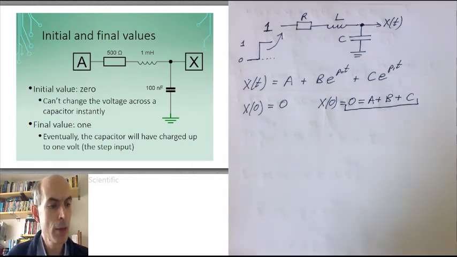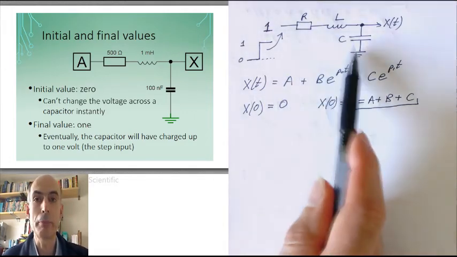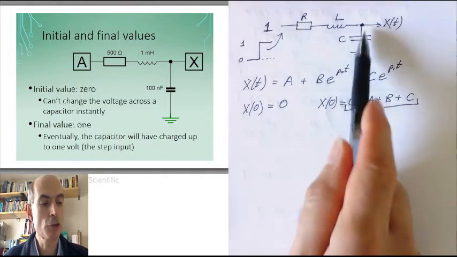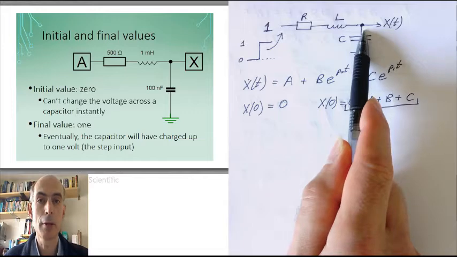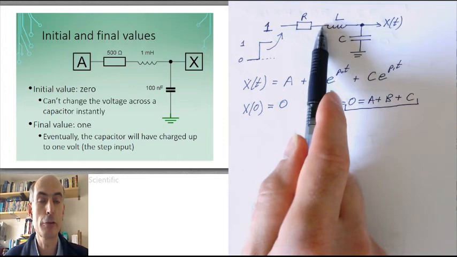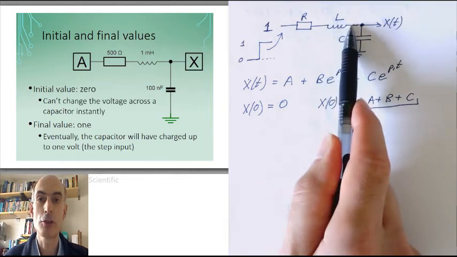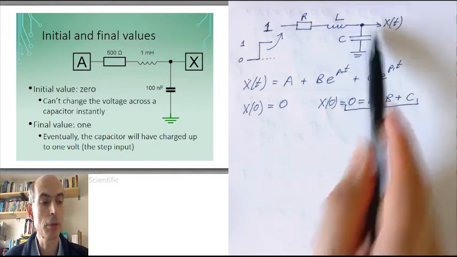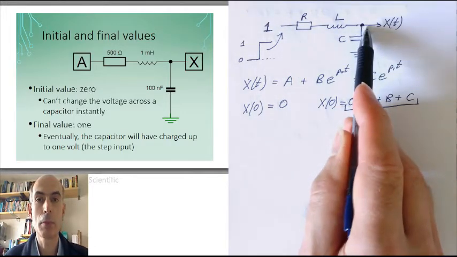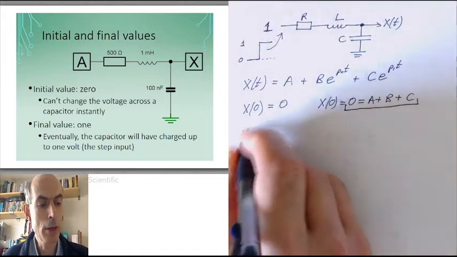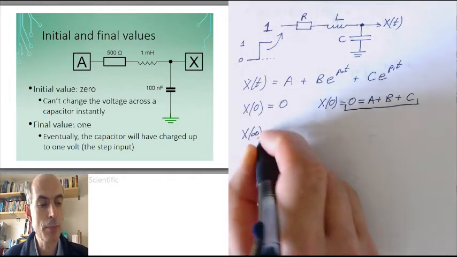I also know that at infinite time, after everything has settled down, the capacitor will have charged up to 1. At that point, there will be no potential difference across the resistor, so no current flowing, no change of current across the inductor, so no voltage across the inductor. Everything will have stabilized, and the final value will be 1. I could also get that from the final value theorem looking at the frequency response. Therefore, I can write x at infinity is equal to 1.